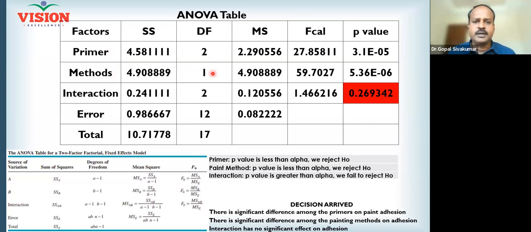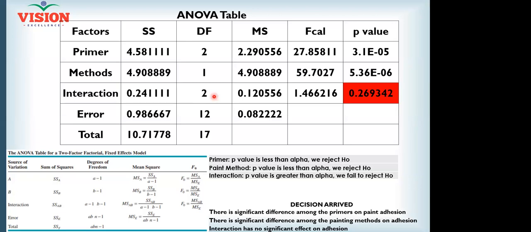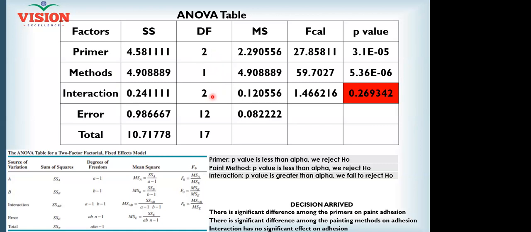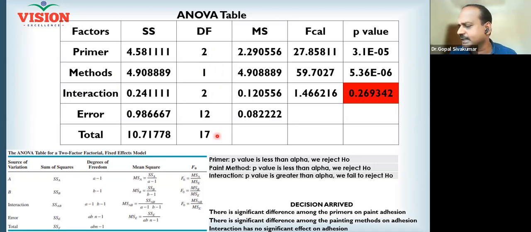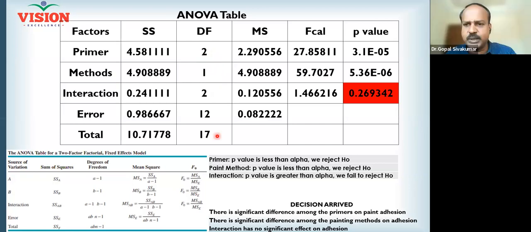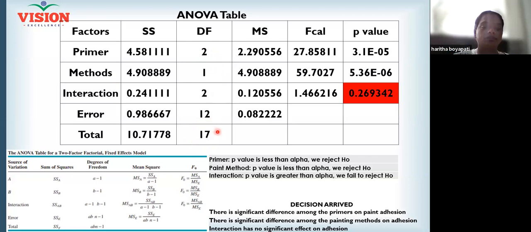Now the degree of freedom for interaction. Interaction for A and B is A multiplied by B, AB, isn't it? In the same manner, you multiply these two degrees of freedom. 2 into 1, 2. Now, total degree of freedom. Totally, how many experiments did you conduct? 18. So 18 minus 1, 17. 17 is the total degree of freedom.